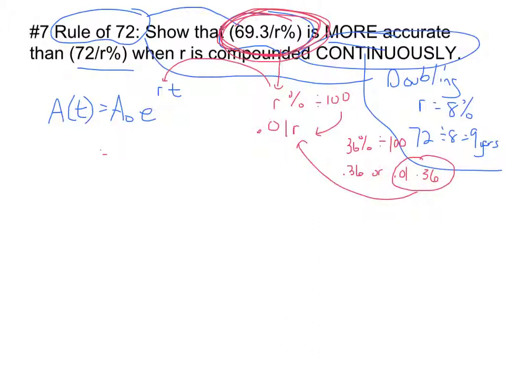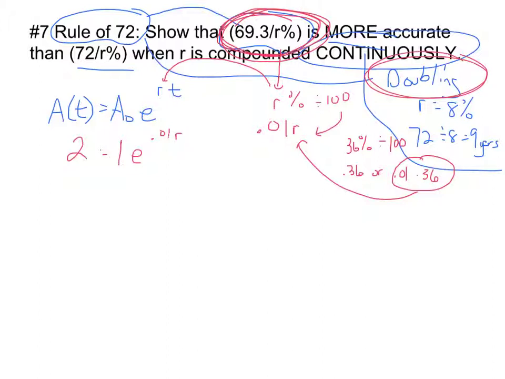Okay, now, do we know the initial amount? No, but again, we don't care. We just pick some arbitrary amount. Make it $1 for all we care. And we want to know how long it takes to double. So what would the new amount be? Well, it would be 2. Okay, so e to the 0.01 r. We don't care what r is.